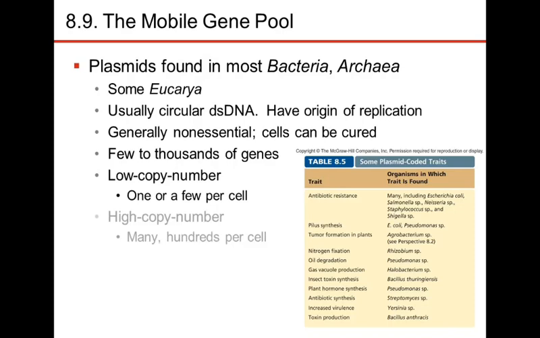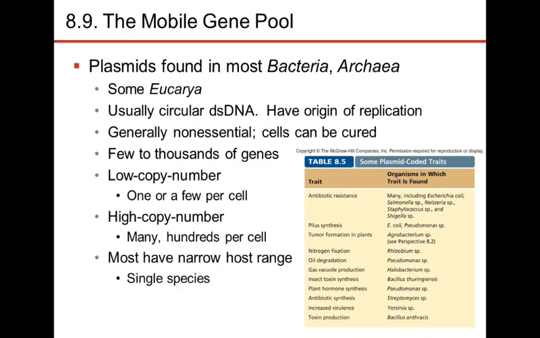But others replicate at high copy number, and they might have hundreds of copies in the cell at any given time. Those are the ones that, when we do molecular biology, when we want to clone genes and move genes in, usually we use the high copy ones, unless the protein is toxic to the cell, and then we might switch to a lower copy number to get less of that protein produced.